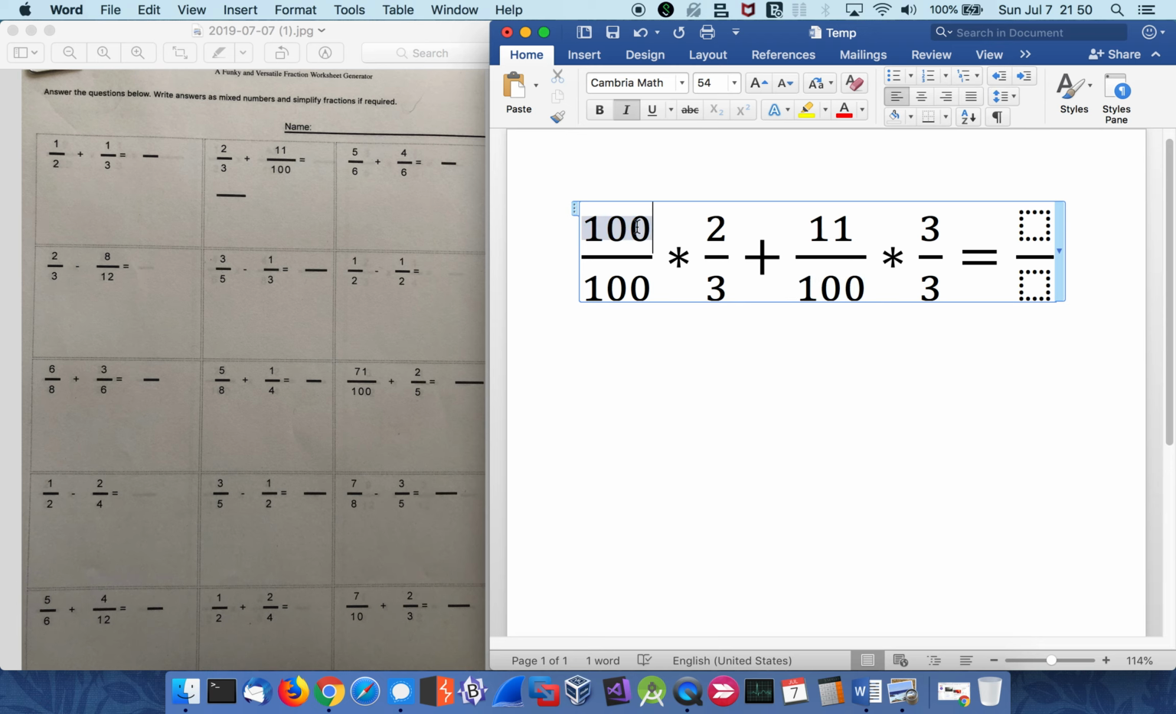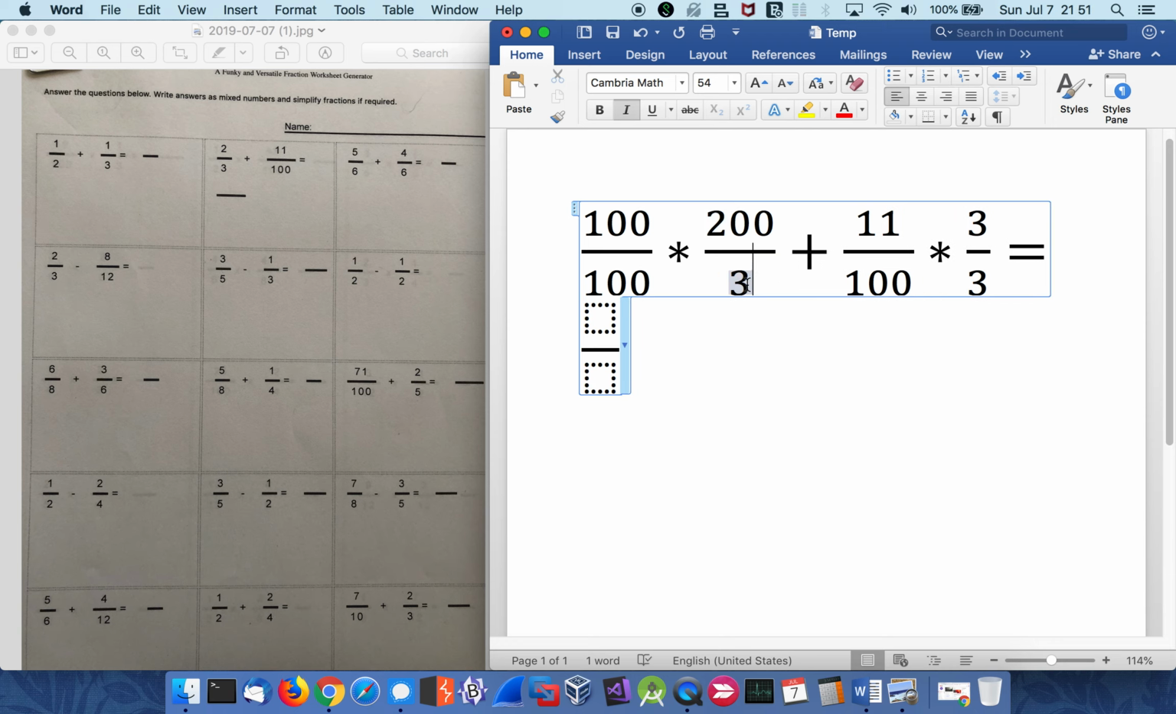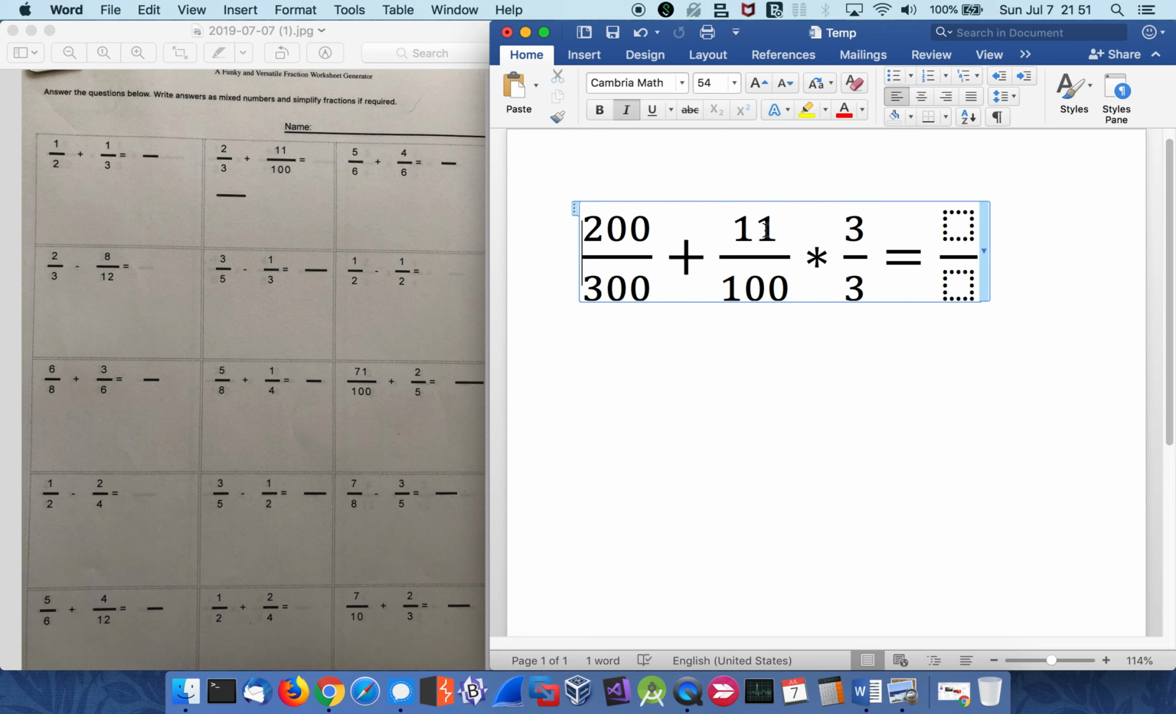Okay, so let's go ahead and do the multiplication then. So this is going to be 100 times 2 is 200. 100 times 3 is 300. And then I can get rid of this. And then let's do this side now. So 11 times 3 is 33. And then 100 times 3 better be the same denominator, so it's going to be 300. And then I can get rid of this. And so there's the new problem.